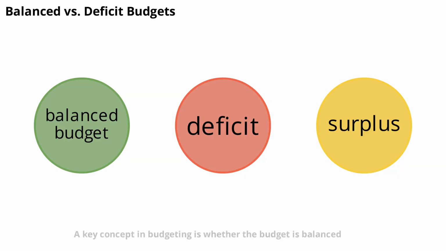A key concept in budgeting is whether the budget is balanced, in deficit, or in surplus. A balanced budget means revenues equal expenditures. A deficit occurs when spending exceeds revenue, requiring the government to borrow money. A surplus means the government has more revenue than expenses. Each situation has different implications for the economy and for future government decisions.